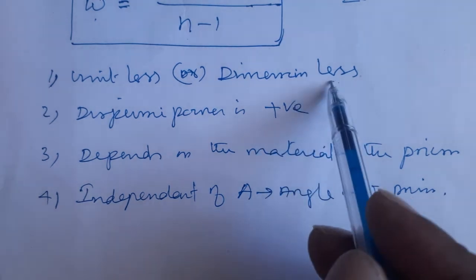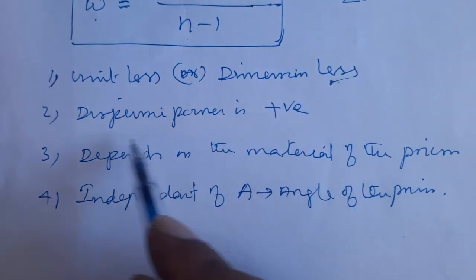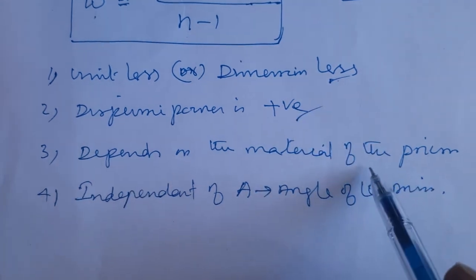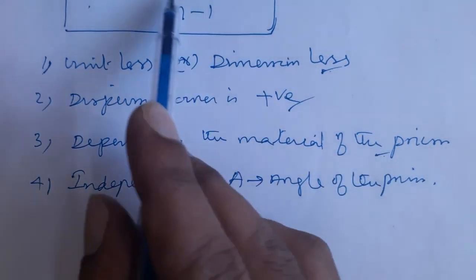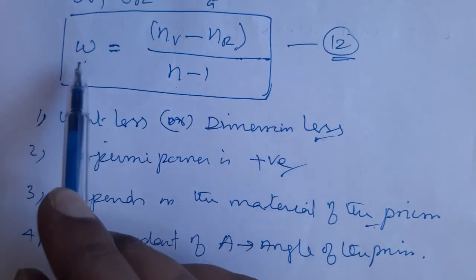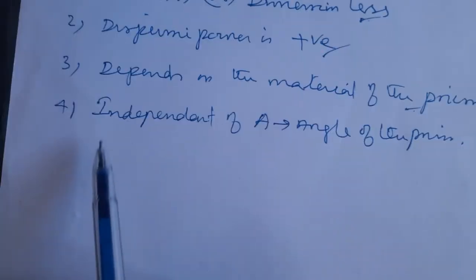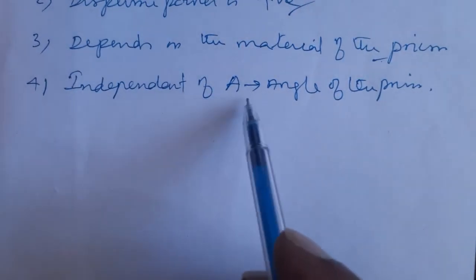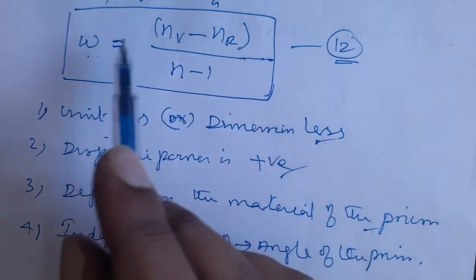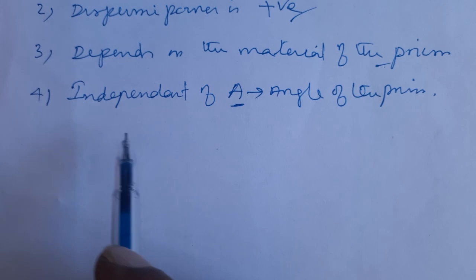So dispersive power is unitless or dimensionless, and always positive. It depends upon the material of the prism because it is related to refractive index. So refractive index is solely responsible for the dispersive power, and it is independent of the angle of the prism. There is no A term here, so it is independent of A.